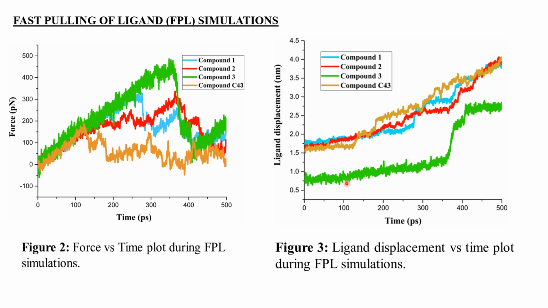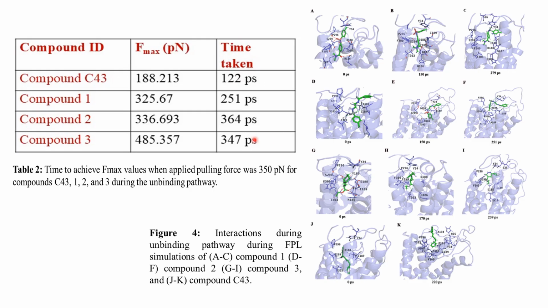Figure 3 shows the ligand displacement versus time plot during the FPL simulations. This table shows the time taken by each compound to reach a fully solvated state where no bond was observed between the compound and the protein. Here we can see that compound 3 is achieving the highest maximum force, which is 485, and the time taken was also the highest, 347 picosecond, while compound C43 had the lowest residence time with 122 picosecond.